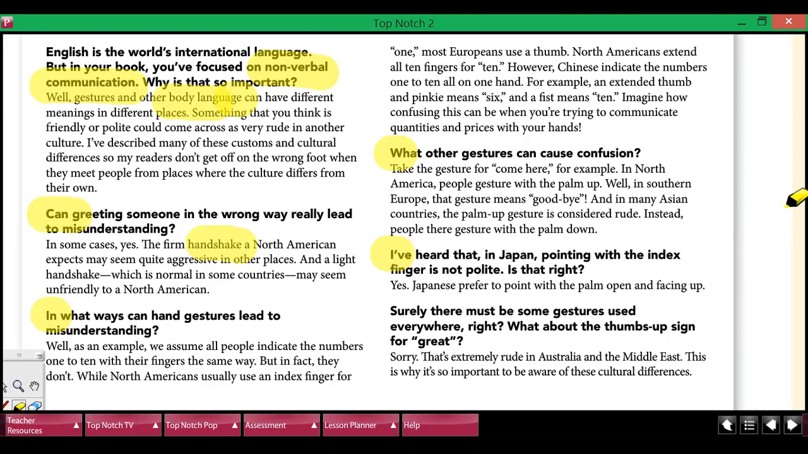Now, I heard that in Japan, pointing with the index finger is not polite. Is that right? Using this hand. And it says, yes, Japanese prefer to point with the palm open and facing up. That is how they point, with the hand open like this.